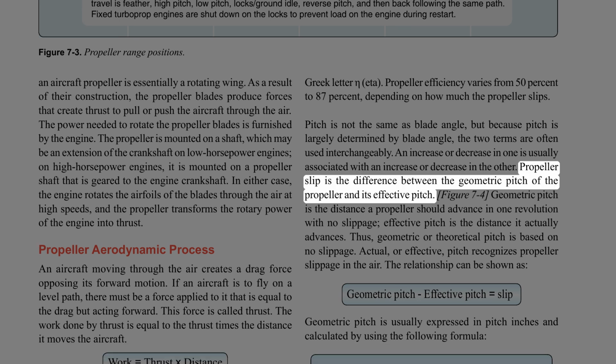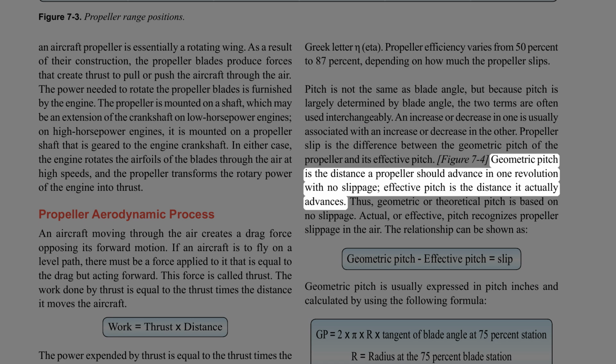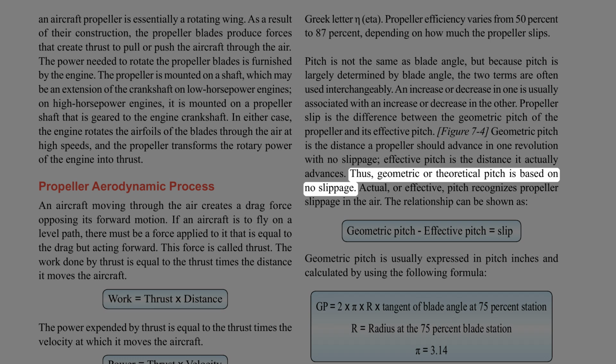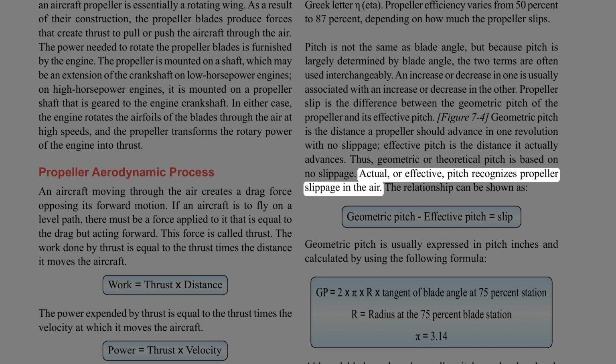Propeller slip is the difference between the geometric pitch of the propeller and its effective pitch. Geometric pitch is the distance a propeller should advance in one revolution with no slippage. Effective pitch is the distance it actually advances. Thus, geometric or theoretical pitch is based on no slippage. Actual, or effective, pitch recognizes propeller slippage in the air.